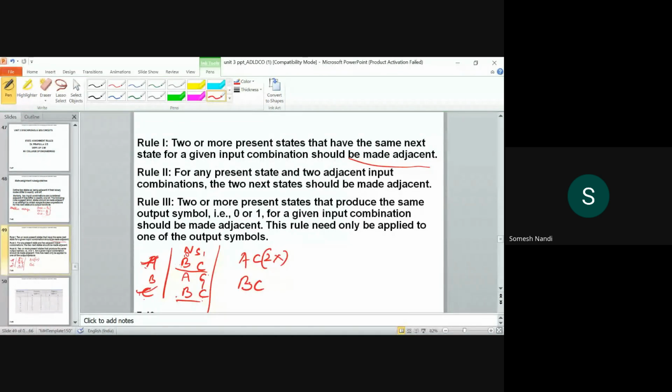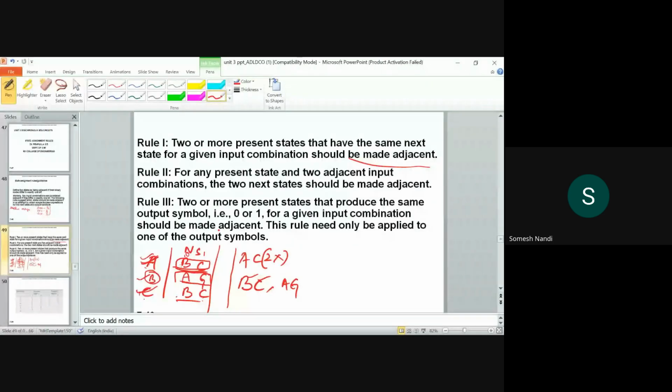Clear? Now, for any present state and 2 adjacent input combinations, the 2 next states should be made adjacent. You have AB as the next state, so you can make B and C adjacent states. Then you have AG here. For any present state, the present state here is B, and for the present state here was A. So B and C can be made adjacent. Here AG is the next state, so you can make AG the adjacent state. That is the meaning of your rule 2.